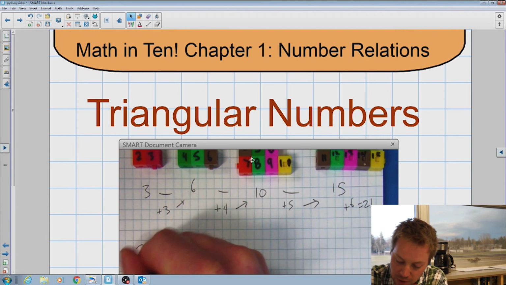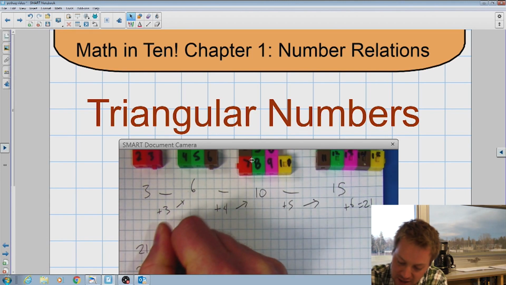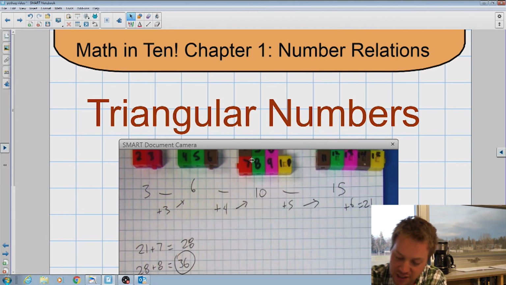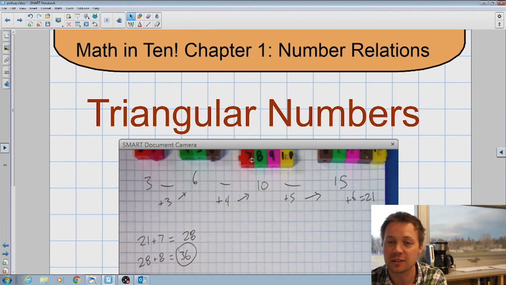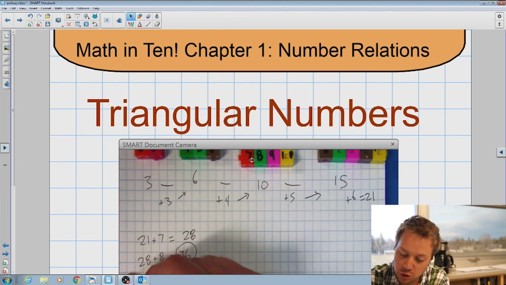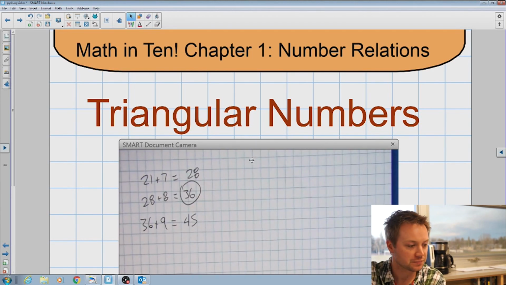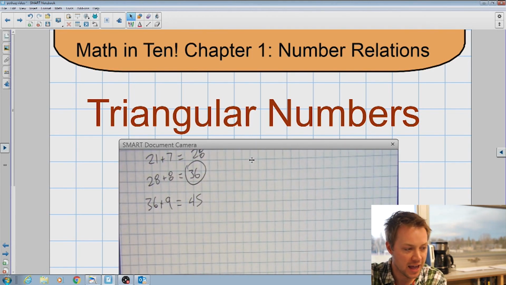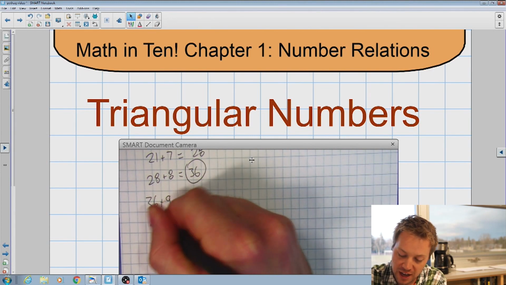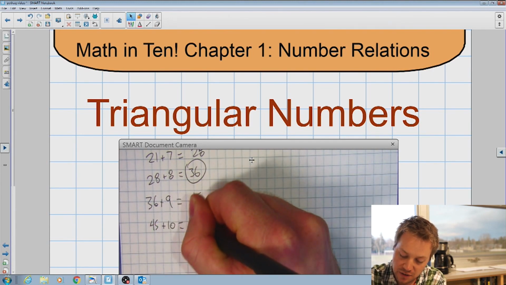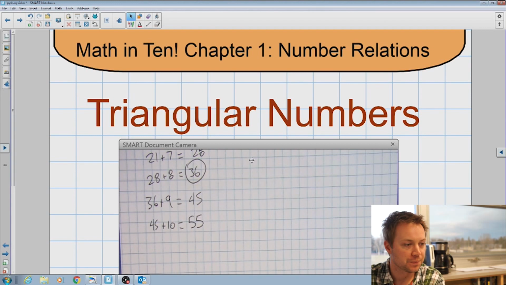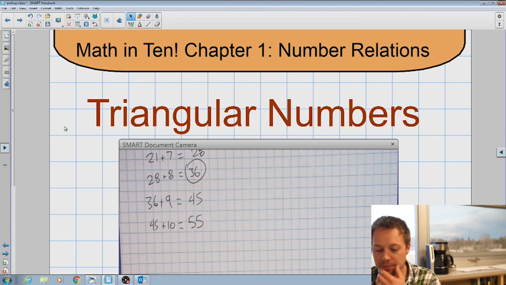Our next triangular number is 28 plus 8, and that's 36, and 36 happens to be a square number and a triangular number. Our next one would be 36 plus 9, which is 45. And I'll just go one more. We'll do 45 plus 10 equals 55. So basically what we've done here is we've listed off all of our triangular numbers between 1 and 60. Okay?